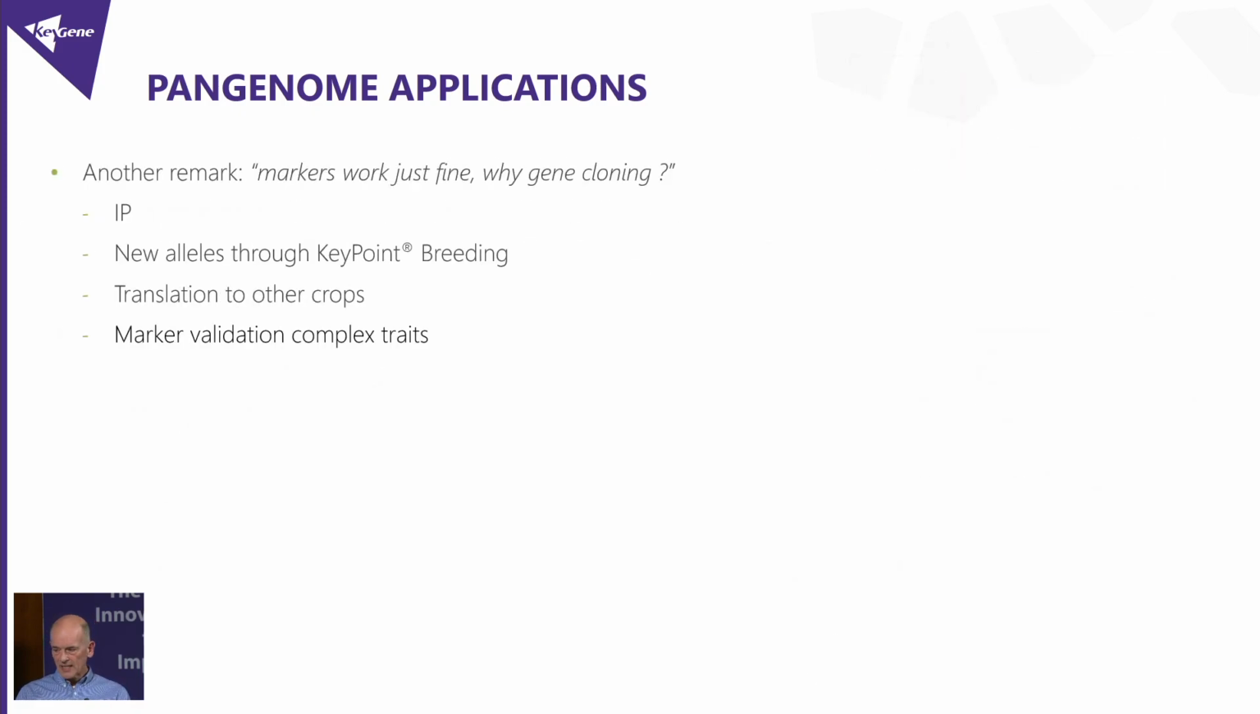Well, then the next question I get from breeders often is, why do I need to clone my gene? Because a marker also works perfectly. Then I show you some reasons for that. I think the first two, or first three actually, so intellectual property or generating novel alleles through our mutation platform, key point breeding, that's one very good reason, I think. But a reason that's often forgotten, that's the validation of markers for complex traits.